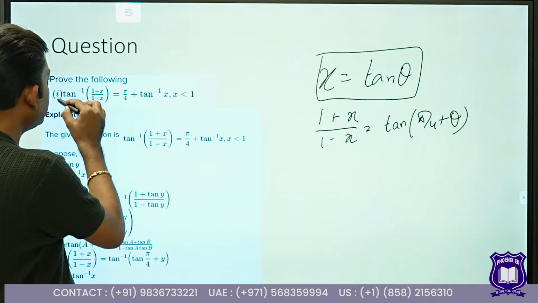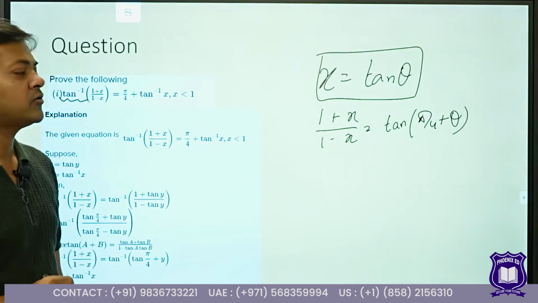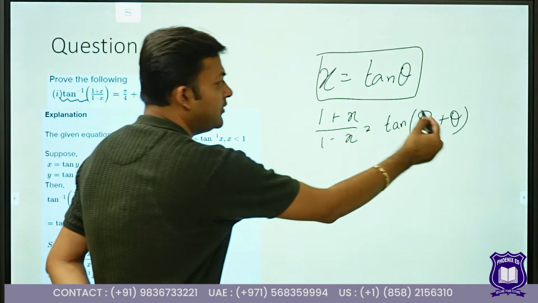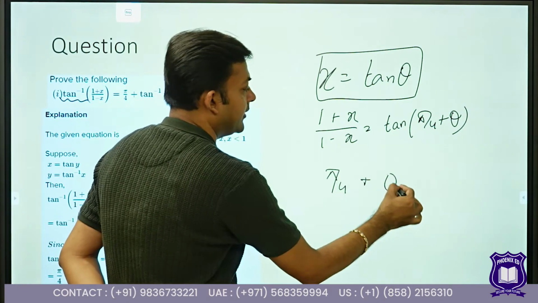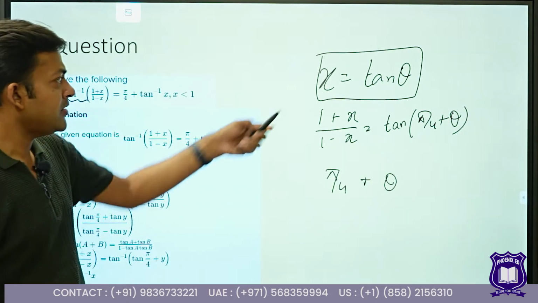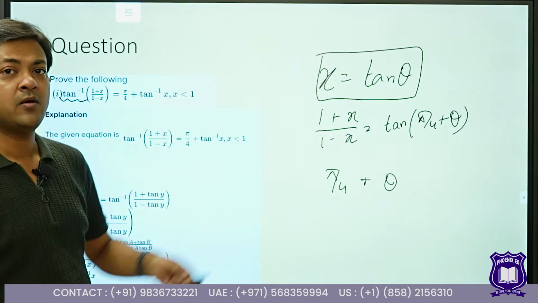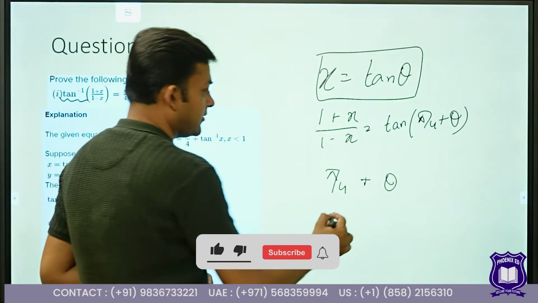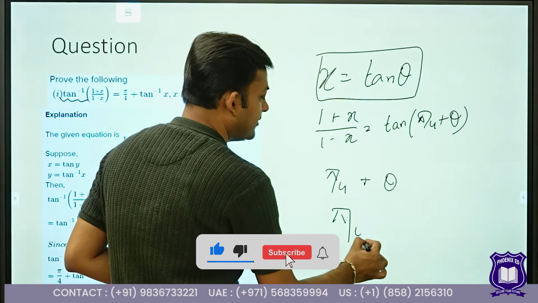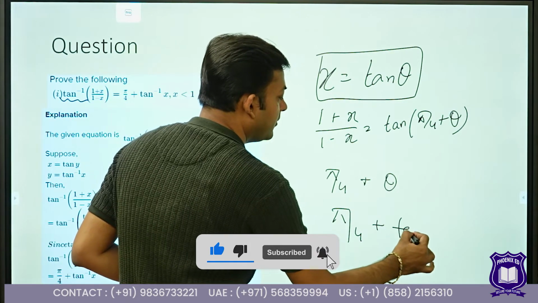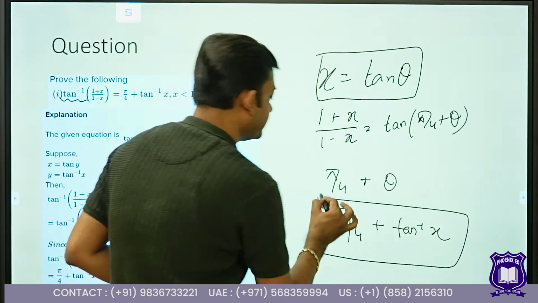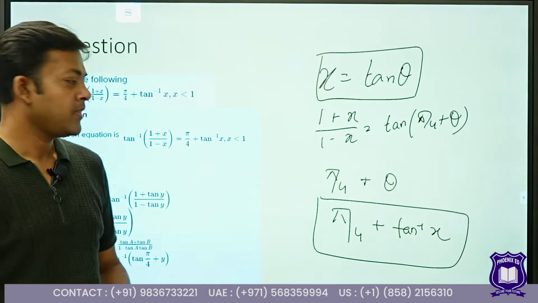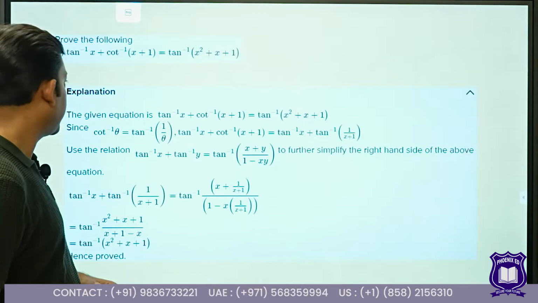Now, the question says we need to find the tan inverse of that. Now, tan inverse of tan of (pi by 4 plus theta) is simply pi by 4 plus theta. From this substitution, we see that theta is equal to tan inverse of x, and hence our answer is pi by 4 plus tan inverse x. Let's take a look at the next problem.